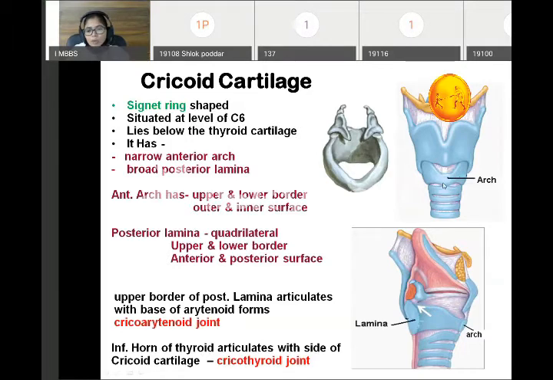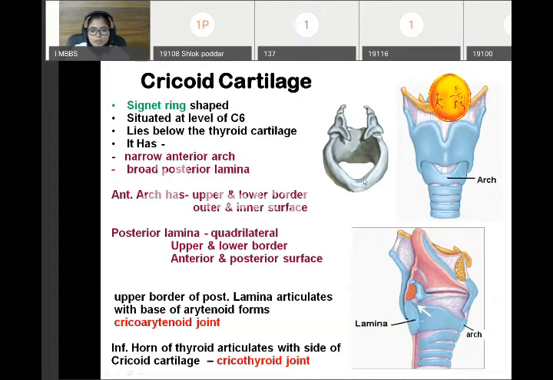Then it has 2 parts, that is the anterior arch. This one is the anterior arch and this is the posterior lamina. This posterior lamina is almost quadrilateral in shape, having upper and lower borders, and anterior and posterior surfaces. And this anterior arch has upper and lower borders and outer and inner surfaces. This is the posterior lamina. This one.